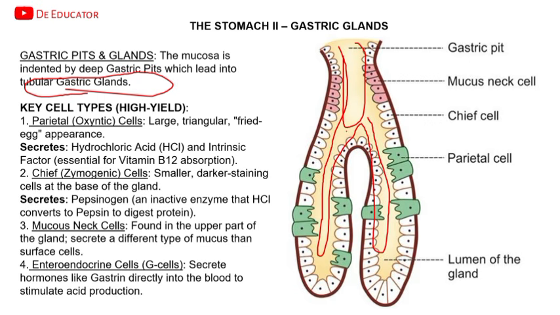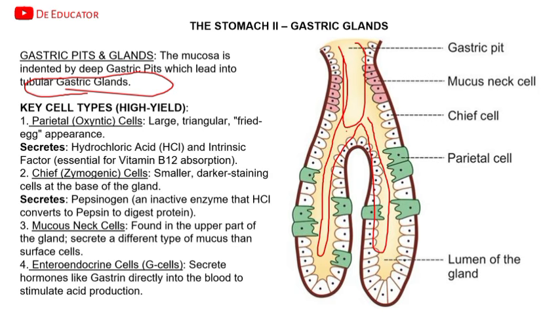In all of these, there are key cells that you must take note of. You can't do gastric glands without knowing all of these cells. The first one is the parietal cell, which is known as the oxyntic cell. They are large, triangular, and fried egg in appearance. Once you see any cell that has this fried egg appearance, you know that is the parietal or oxyntic cell. They secrete HCl and intrinsic factor, which is essential for vitamin B12 absorption.